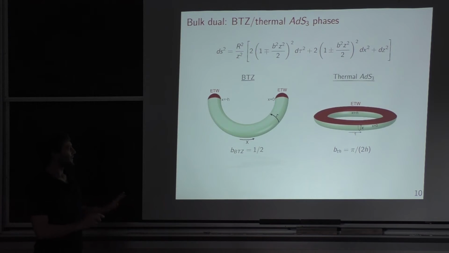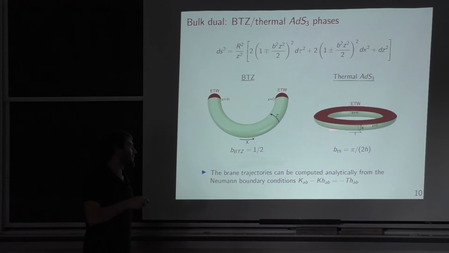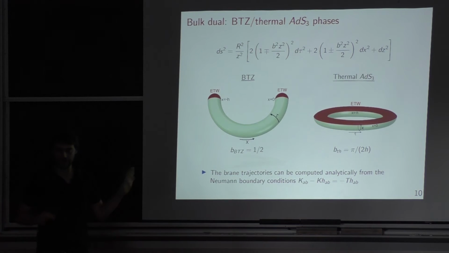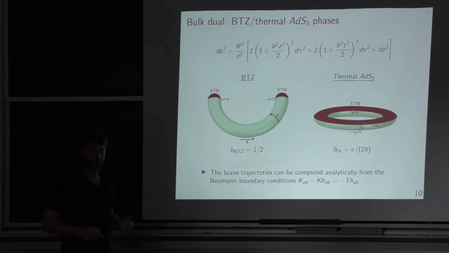Okay, so we were here. We have these two spacetimes, BTZ or thermal AdS3. And let me just mention very quickly that you can compute the trajectories of this brane explicitly in AdS3. It's no problem. You can just find an explicit analytical solution for them.